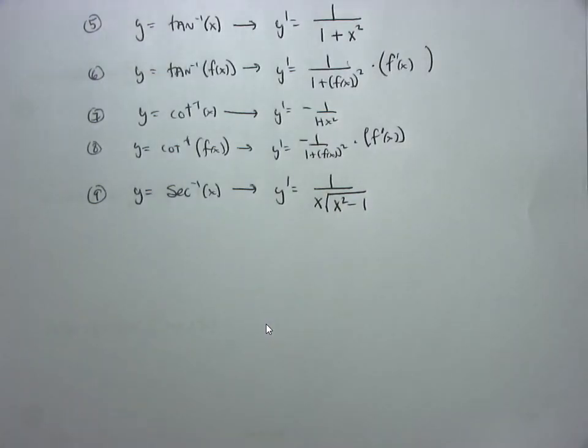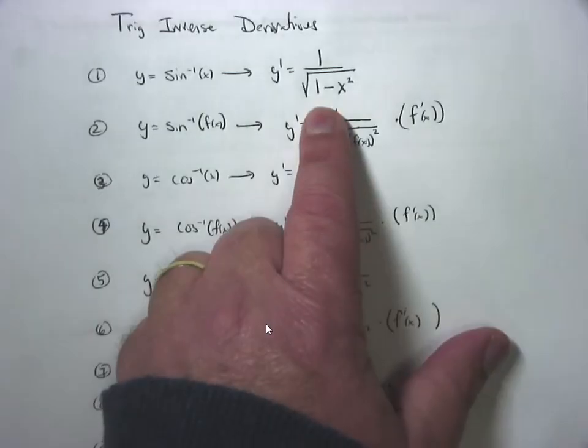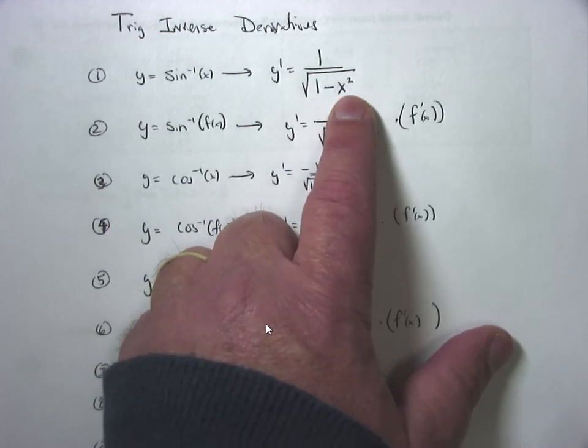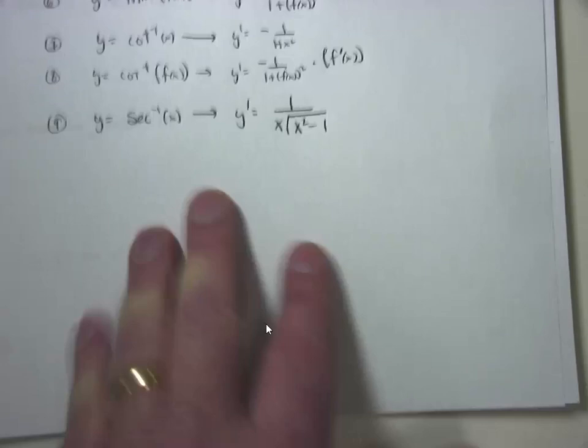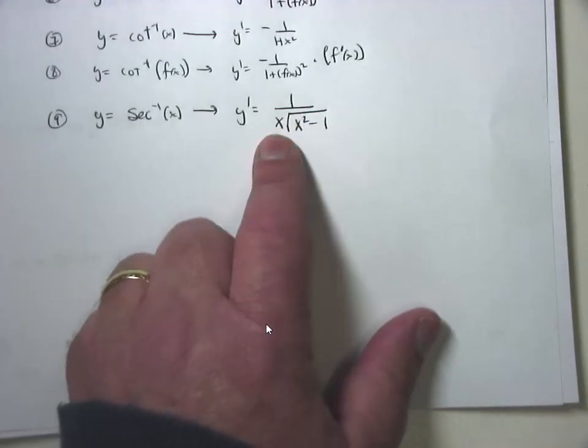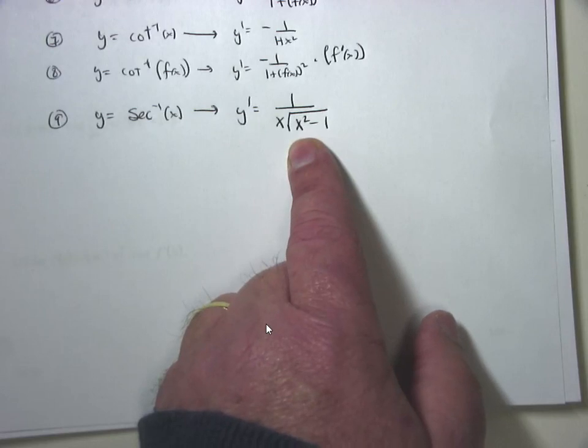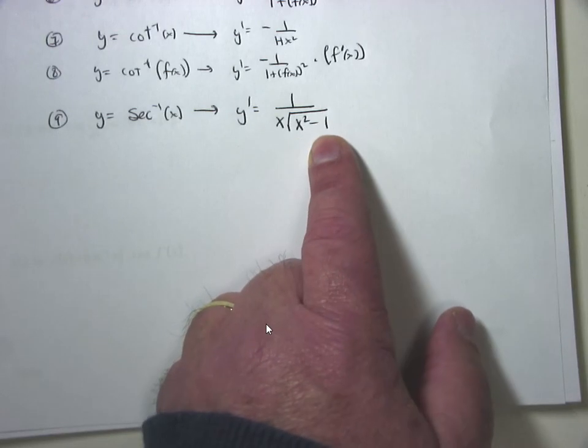All right, how do you have it memorized? Well, I've got sine memorized. Sine inverse of x, the derivative of that is 1 over the square root of 1 minus x squared. It's 1 minus x squared. So for the secant inverse, it'll be 1 over, there's an extra x out front, and they switch positions. It's the square root of x squared minus 1. Order matters. Does that make sense?